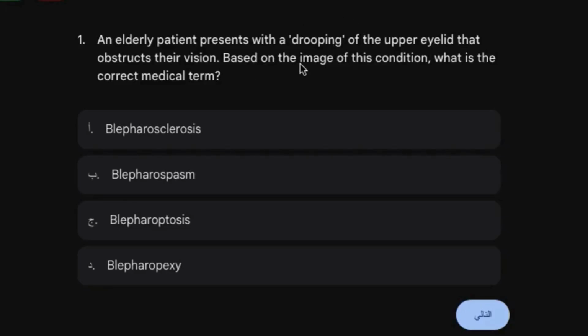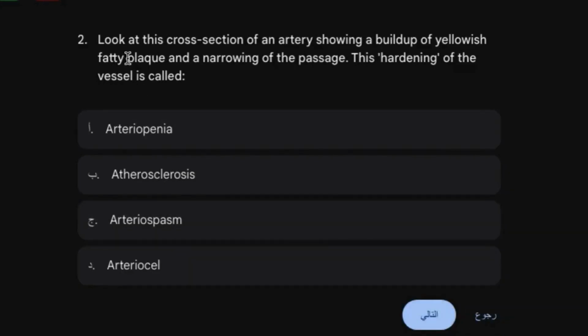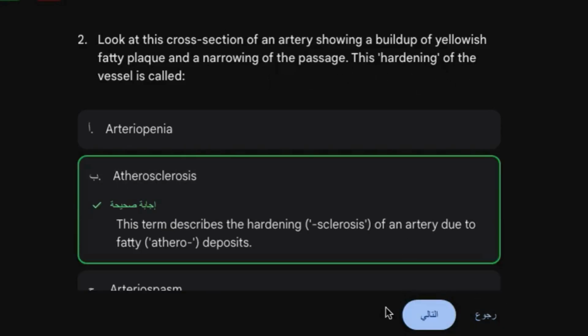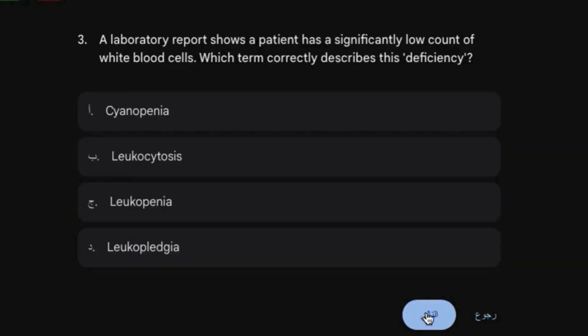A patient has a drooping of the upper eyelid. What is this called? Blepharoptosis, exactly. This vessel shows a yellowish fatty plaque and narrowing of the passage. What is this hardening of the vessel called? Exactly, atherosclerosis. Well done. Next we have, this lab has a significantly low count of white blood cells. How do we say this? Leukopenia.